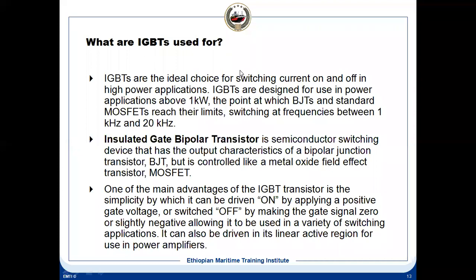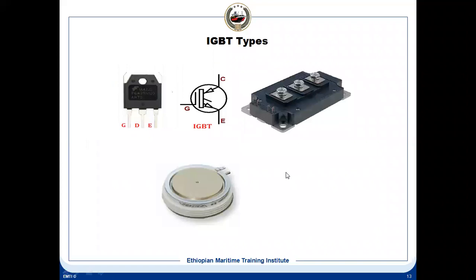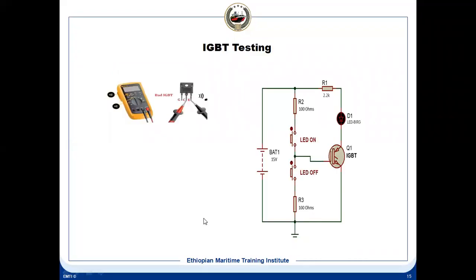And IGBT is a semiconductor switching device that has the output characteristics of a bipolar junction transistor, and it is controlled like a metal oxide semiconductor, MOSFET. So this is the shape of the IGBTs. Okay, you must have seen this type of IGBT in the lab, but you will find onboard chips like this one and this one. How do you test an IGBT?